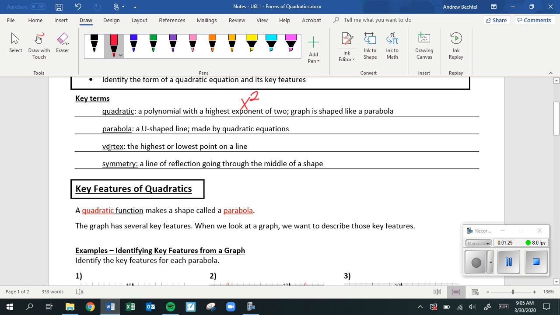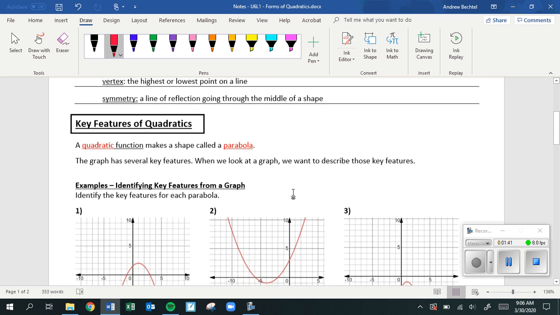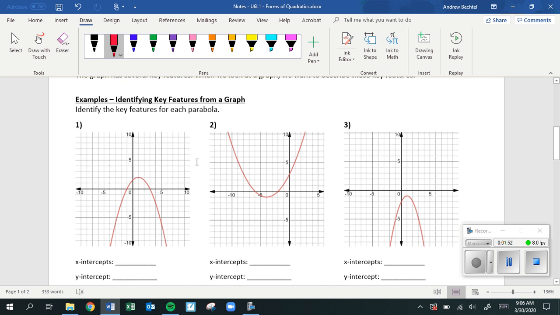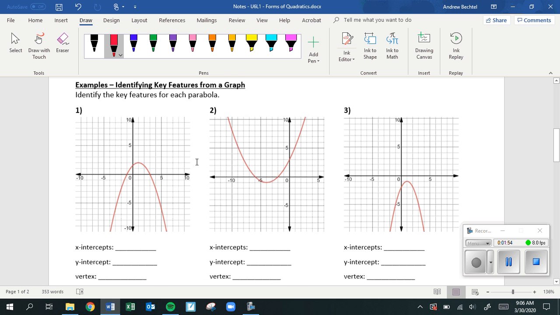The next key term is vertex. That's the highest or lowest point on a line. We'll see that at the bottom of the U or the top, depending on how it's shaped. And then finally, symmetry. It's a line of reflection going through the middle of a shape. That's the symmetry. Key features. So again, a quadratic function makes a shape called the parabola. It's that U-shaped graph. And it has several key features we want to look out for. When we look at these graphs, we want to describe those key features. So let's take a look at some examples.